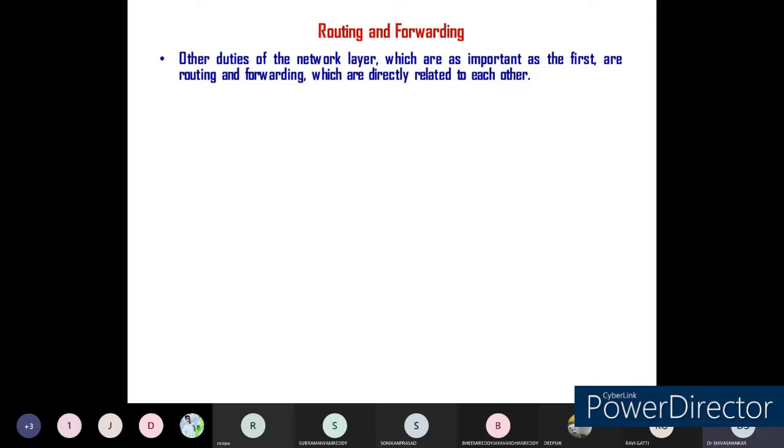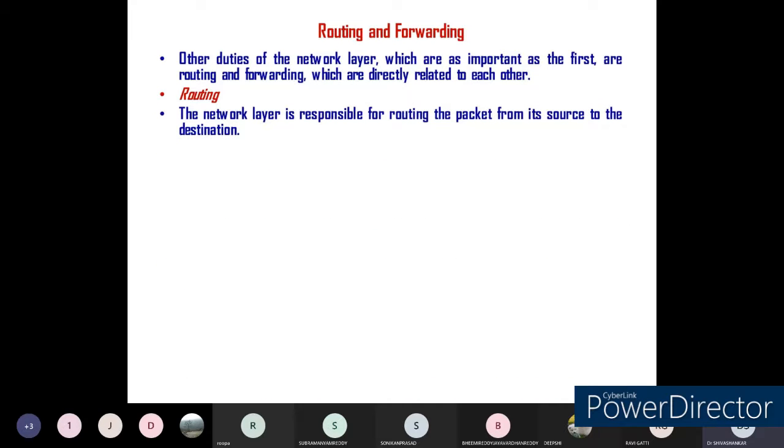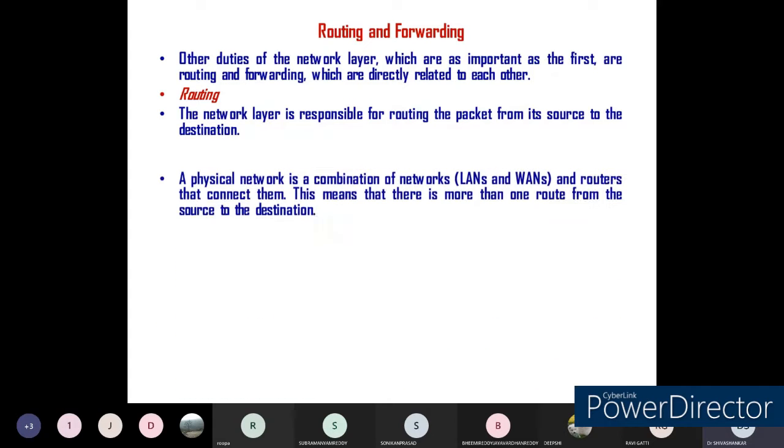Now let us discuss in detail. The other duty of the network layer is important, as the first, the routing and forwarding concept. As I told you, if the distance is less according to network specification, directly we can create the routing path and forward the data. If the distance is more, then only the forwarding concept is required. Right, that's why now let us discuss what is routing. As I told you, the network layer is responsible for creating the routing of a packet from its source to the destination. So the routing concept is how to create the communication path from source to destination.